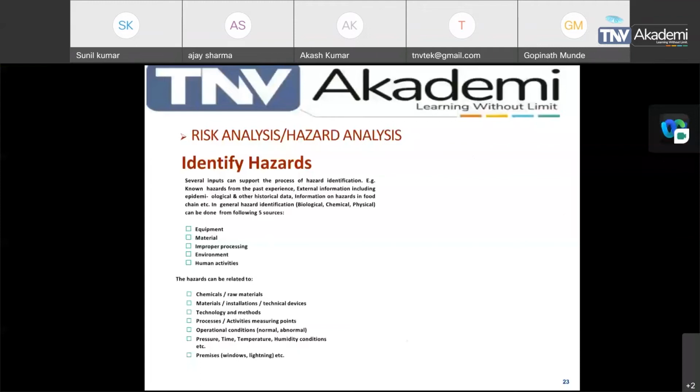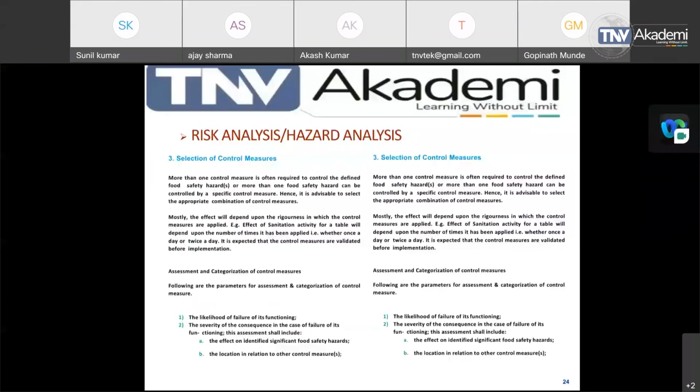For example, the effect of a sanitization activity for a table will depend upon the number of times it has been applied, whether once in a day or twice in a day. It is expected that the control measure is evaluated before implementation. So here's an example of how you implement the control measure. Once you know that there is a risk of microorganisms on the table, if a table is dirty, there will be a number of microorganisms gathering at the table. So you have to reduce the risk. How do you reduce the risk?